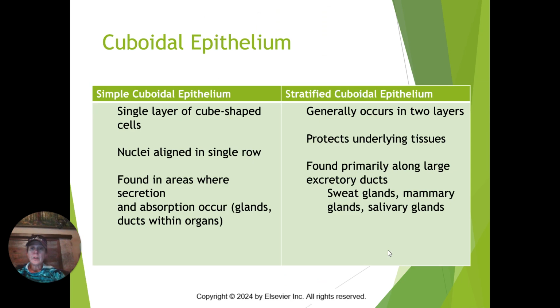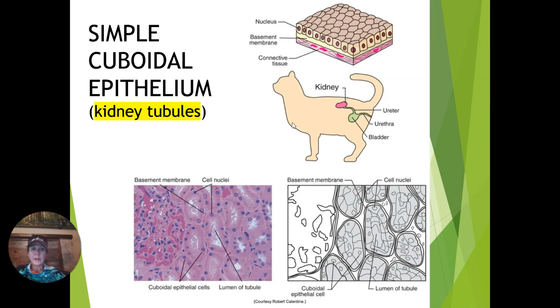Now, cuboidal epithelium can be simple or can be stratified. We find a lot of simple cuboidal epithelium in areas where there is active secretion and absorption going on, so in glands and ducts. Whereas with our stratified cuboidal epithelium, generally stratified cuboidal is only 2 layers rather than the multiple layers that we'll see in the stratified squamous epithelium. Stratified cuboidal is a protective type of tissue, and it's found largely among excretory ducts. So simple cuboidal epithelium, best place to find this is in kidney tubules.